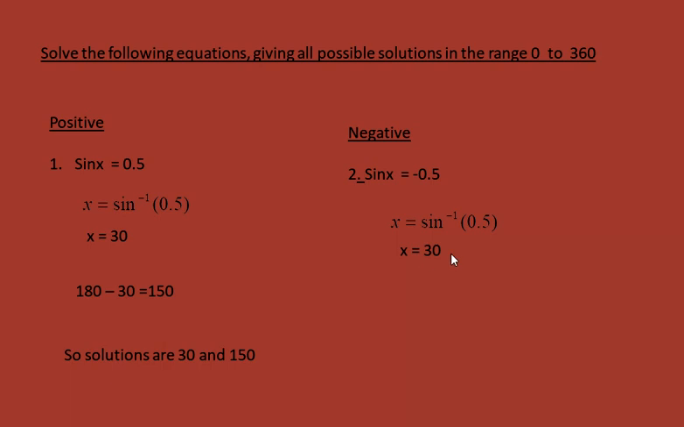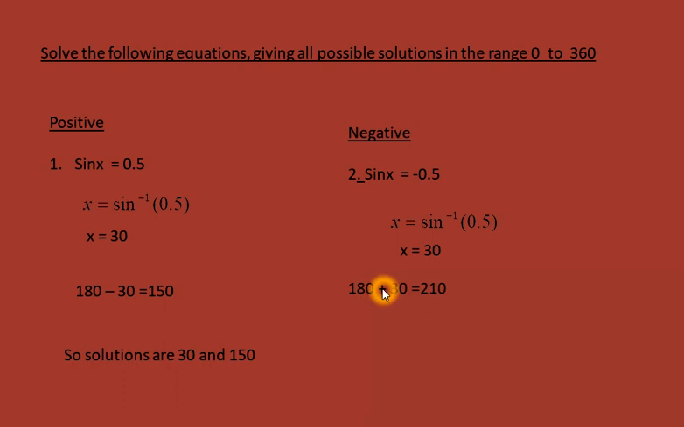It is not a solution, because we took positive 0.5 here. We have to find the solution. We know the negative values are after 180. From the graph we learned that from 180 to 360, all values of sine are negative. That means the solutions are between 180 and 360. To find that value, we are using this way.